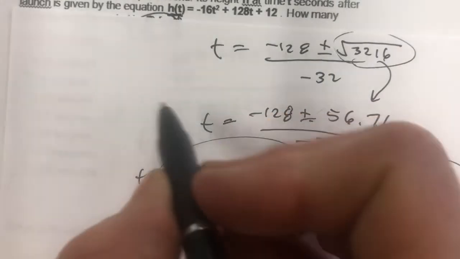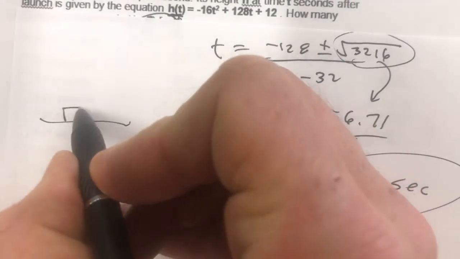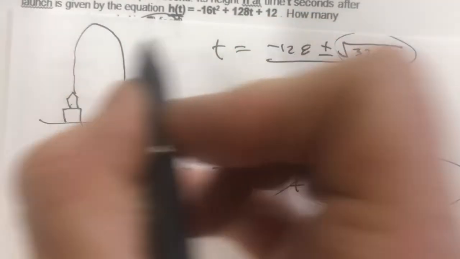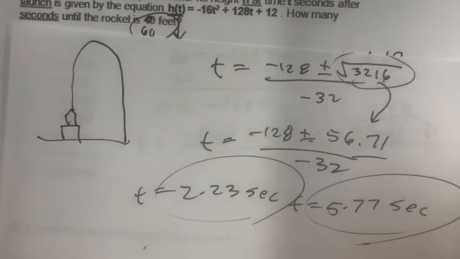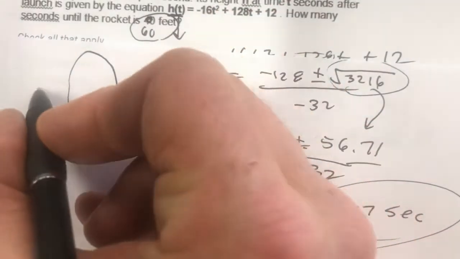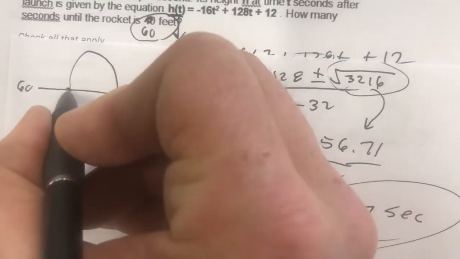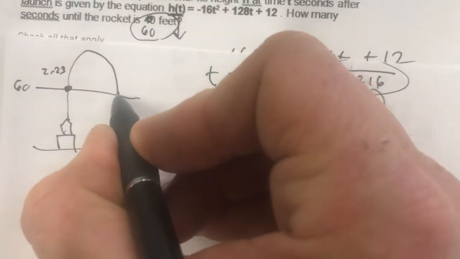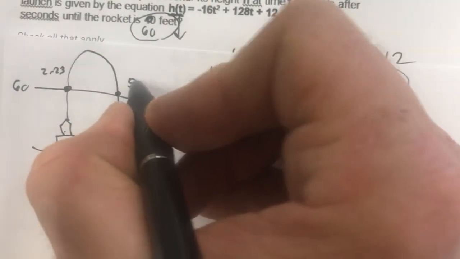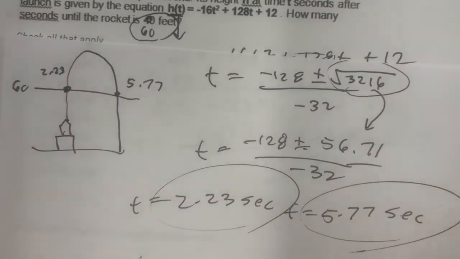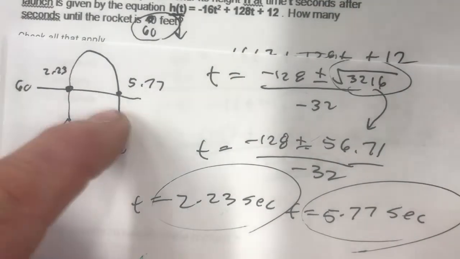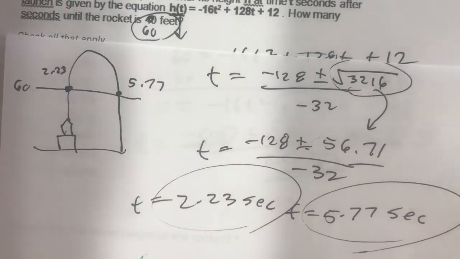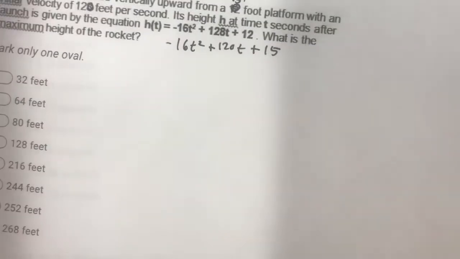And why do I have two answers? Again, here's this rocket taking off. It's going to come down and hit the ground. Now the question is, when is it going to be 60 feet? So here's 60 feet. It's going to hit 60 feet right there at 2.23 seconds. It's going to hit 60 feet again at 5.77 seconds. That's why there's two answers. It hits it on the way up, and then it hits it on the way down.